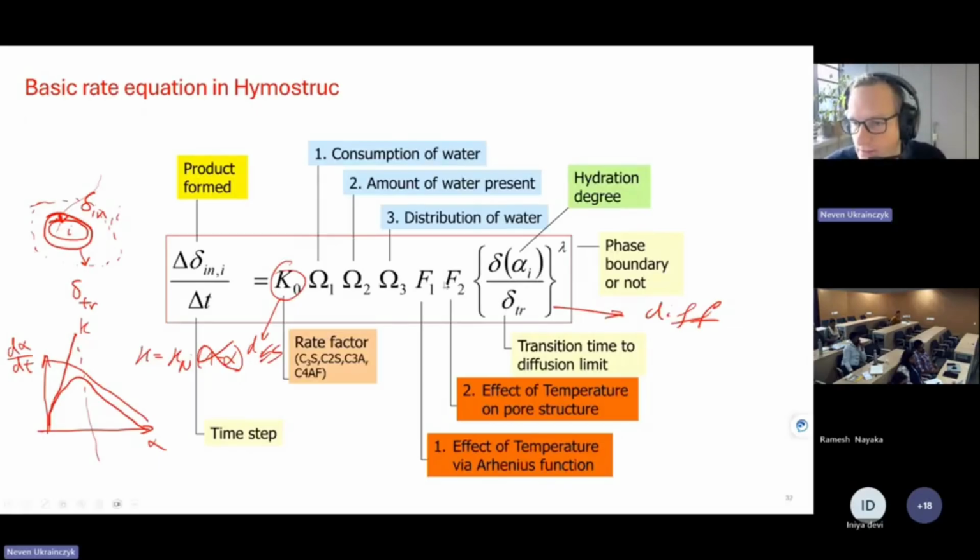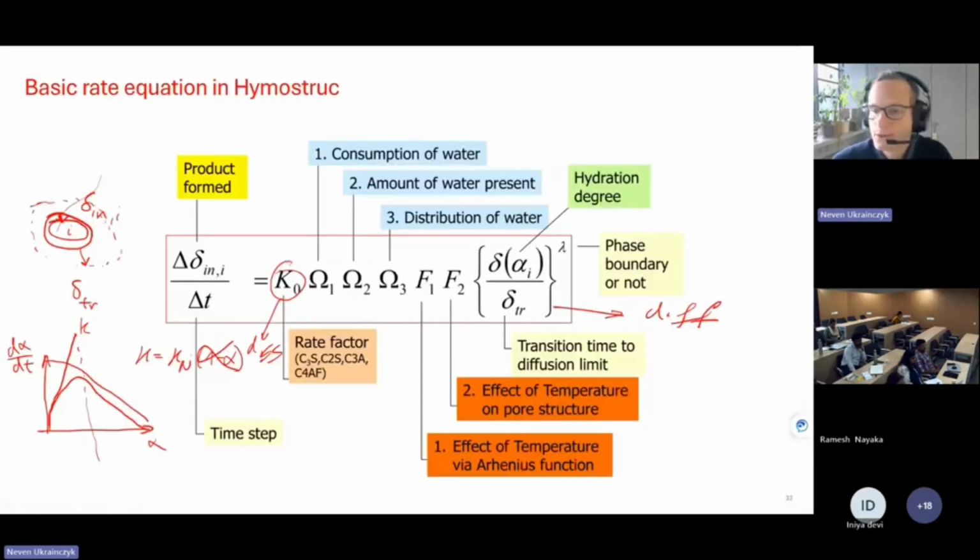Now I will explain the factors. One of these F is the Arrhenius temperature term. It's just exponential with the temperature difference, the famous Arrhenius equation. Then here we have the effect of the pore structure. I will explain it later, but now we also have the consumption of water, because the more water you consume, the lower the rate. It's just like the concentration of water. I will show you also how this is implemented. Then we have the amount of water present and the distribution of water. There is a difference between these two.